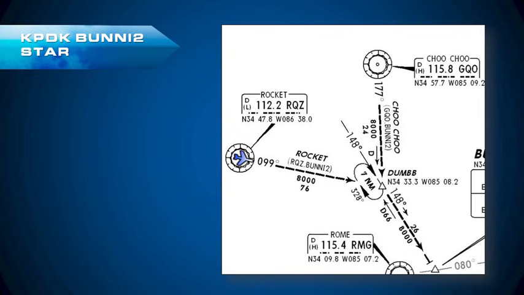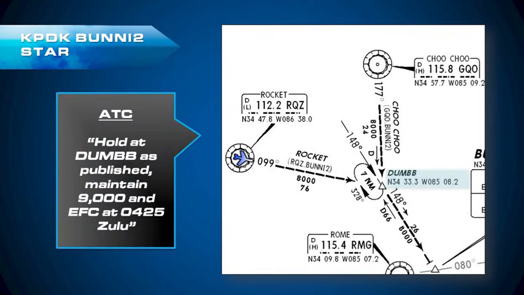So let's look at the Bunny 2 arrival into Atlanta's Peachtree DeKalb Airport. And as we zoom on in here, you can see that the airplane is over the Rocket VOR. Air traffic control keys up and it says, "I have holding instructions for you, advise ready to copy." And they say, hold at DUMBA as published, maintain 9,000 and expect further clearance at 0425 Zulu. So we're going to fly the Rocket transition inbound to DUMBA, and upon reaching DUMBA, we will have to fly the published holding pattern manually.